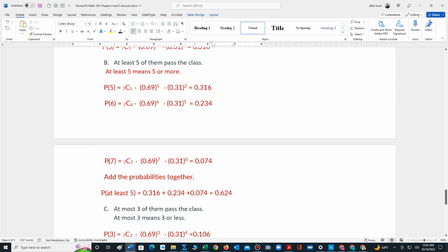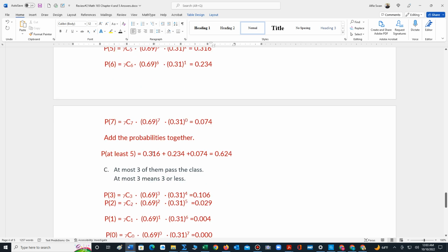And then finally, we have the probability that all 7 pass. So 7 choose 7 times 0.69 to the 7th power times 0.31 to the 0 power. That's 0.074. The last step is we add all 3 probabilities together. So the final answer is 0.624.